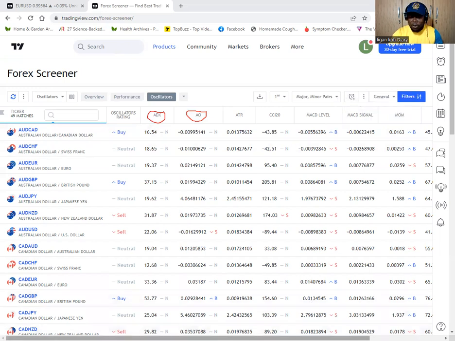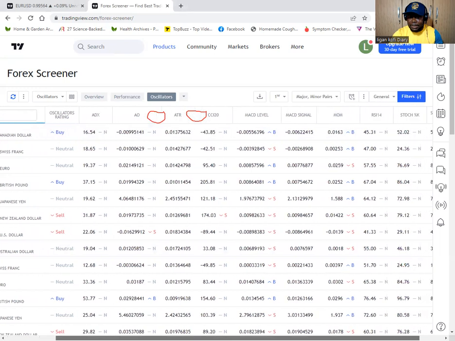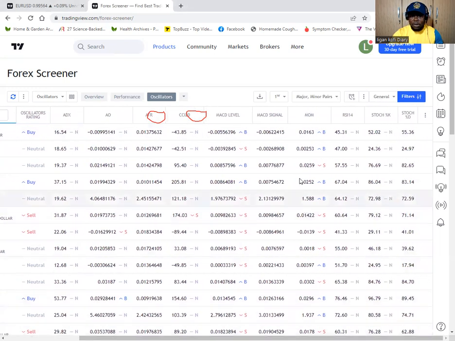Now, there are a few more. If you scroll back down like this, you see there are more. After the momentum, we have the relative strength index, and then we have the stochastics K percentage, and then the stochastics D percentage. All of them are stochastics.